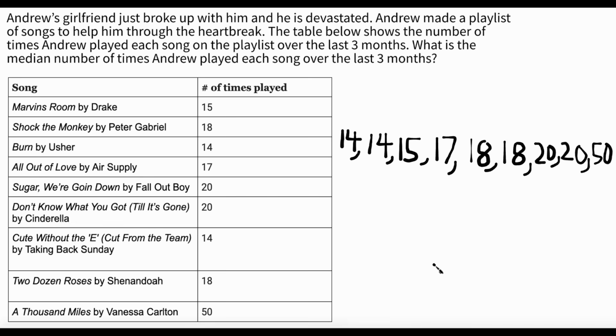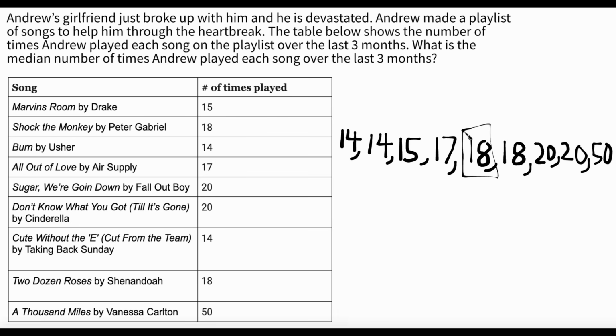So the first step to any median question is to take all of the numbers and put them in order from smallest to largest. So what I did here on the screen is I took all of these numbers and put them in order from smallest to largest, and it should look like this: 14, 14, 15, 17, 18, 18, 20, 20, and 50. Since we're working with 9 different numbers, an odd number of numbers, it's really easy because we can just pick out the middle number.